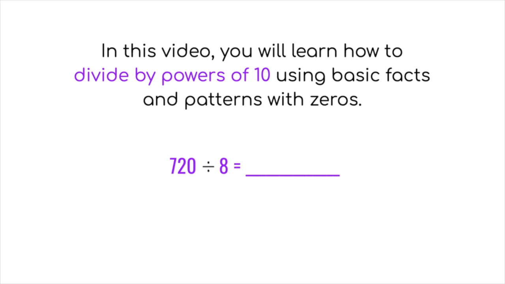We're going to look for a basic fact, which is any digit without the zeros. So I see 72 divided by 8, and that's a basic fact. 72 divided by 8 is 9. Then all I have to do is add my 0. Since there's only one 0 in 720 and there aren't any zeros in 8, we just copy the 0 over. So 720 divided by 8 equals 90.